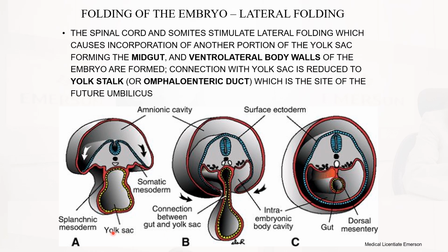So this is what we are talking about. If you have seen the foregut, the midgut, then you have the connecting stalk between the yolk sac and the midgut. Then we are saying the connection with the yolk sac will be reduced to the yolk stalk, which of course will be our omphaloenteric duct, and the site of the future umbilicus. That's what we are talking about.